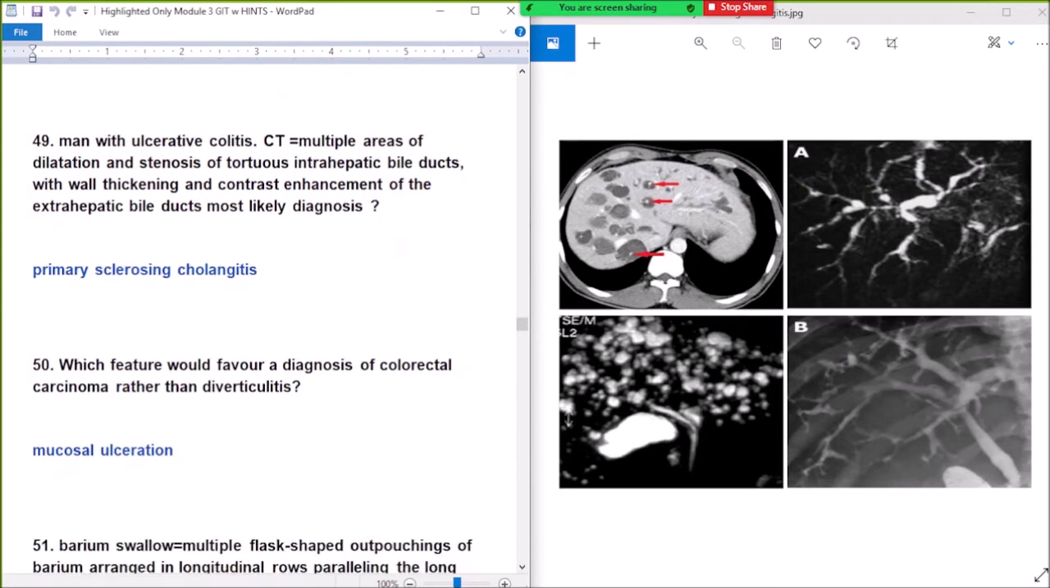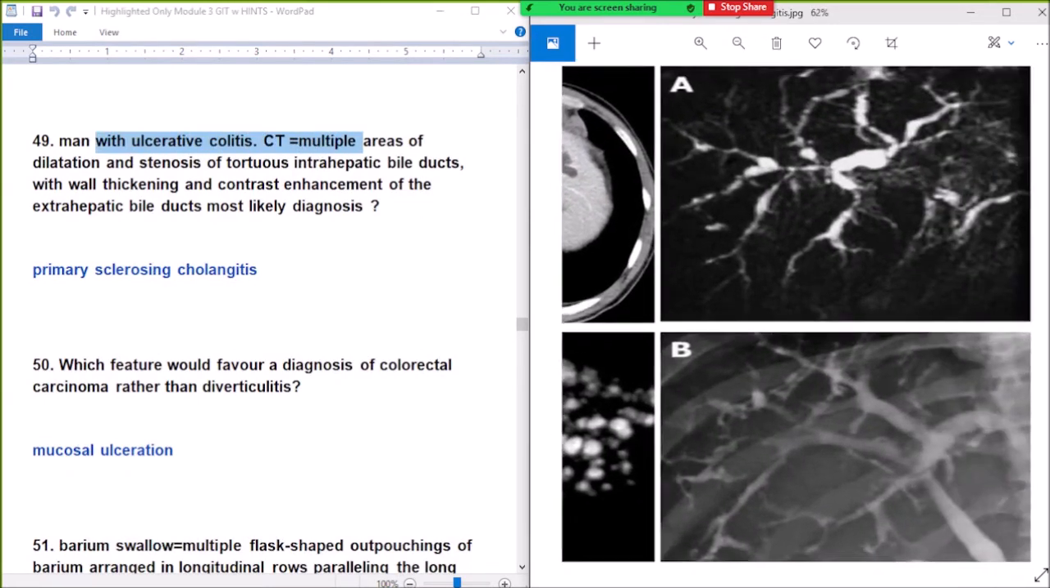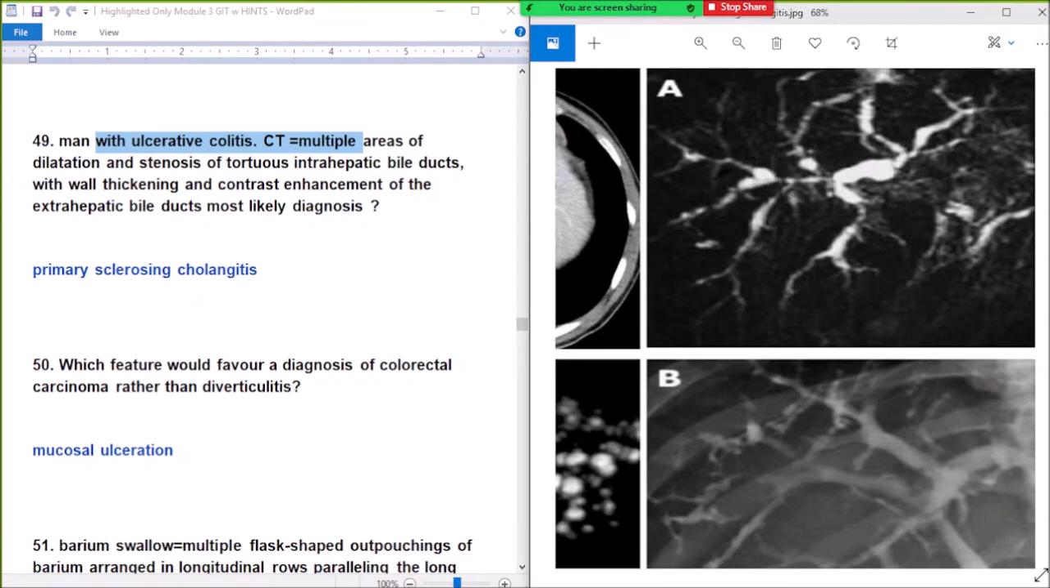Question 49. Man with ulcerative colitis. CT scan shows multiple areas of dilatation and stenosis of short intrahepatic biliary ducts with wall thickening and contrast enhancement of the extrahepatic biliary ducts. Most likely diagnosis: primary sclerosing cholangitis.